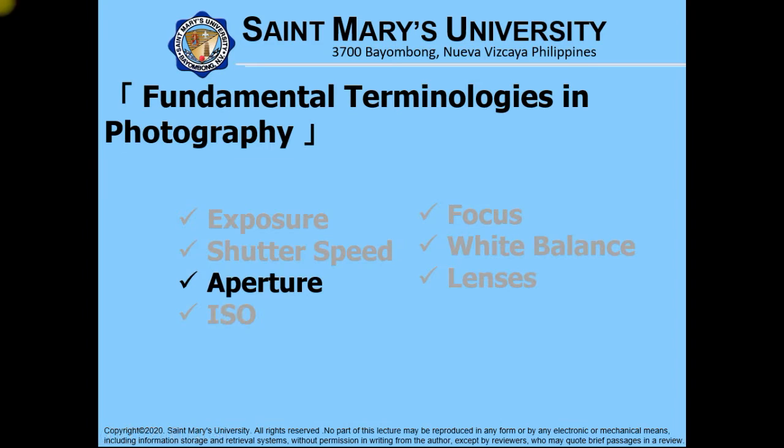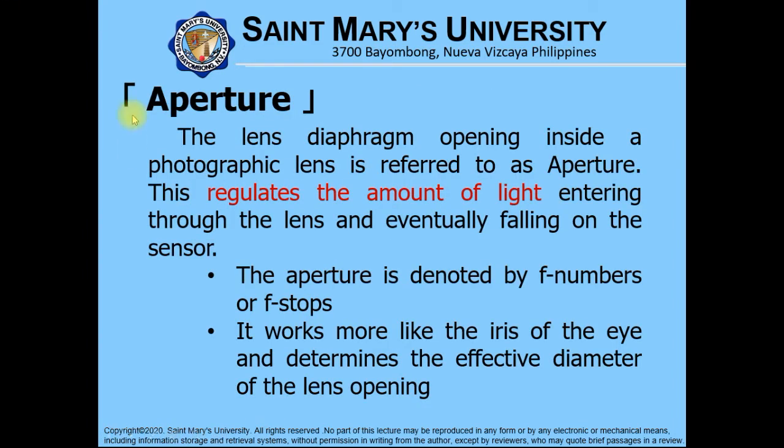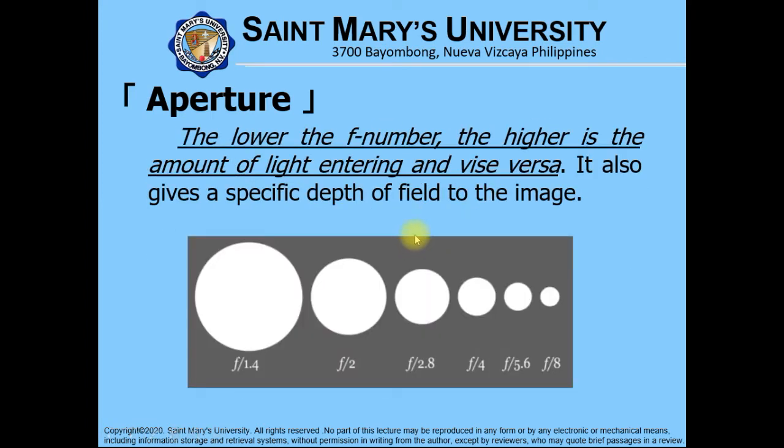The next one is aperture. So aperture is the lens diaphragm opening inside the photographic lens, which is referred to as aperture. This regulates the amount of light entering through the lens and eventually falling onto the sensor. The aperture is denoted by F numbers or F stops. It works more like the iris of the eye and determines the effective diameter of the lens opening. So it regulates the amount of light. The lower the F number, the higher the amount of light entering, and vice versa.